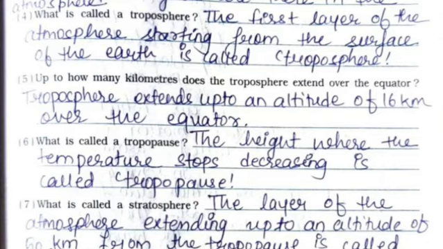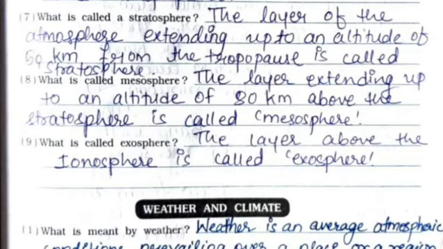Sixth, what is called a tropopause? The height where the temperature stops decreasing is called tropopause. Seventh, what is called a stratosphere? The layer of the atmosphere extending up to an altitude of 50 km from the tropopause is called stratosphere.